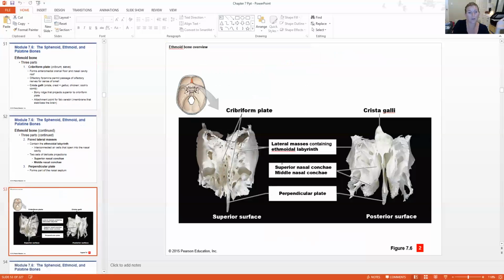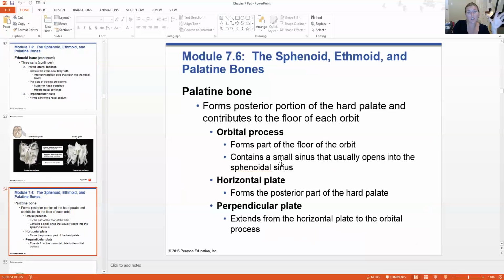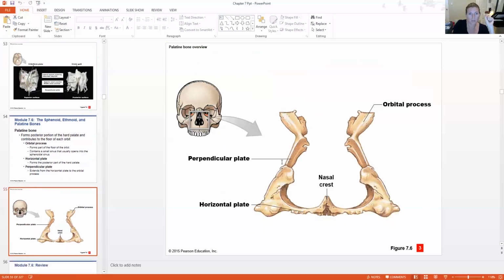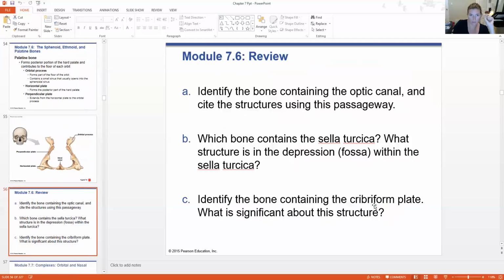Again, it looks kind of weird when it's by itself, but when you see it on the skull, it will make more sense. The palatine bones form the posterior part of the hard palate. You can really only see them when you take the mandible off and you flip the skull upside down. You can see those. This is showing you the perpendicular plate and the horizontal plate of those bones. You can pause the video and go back.